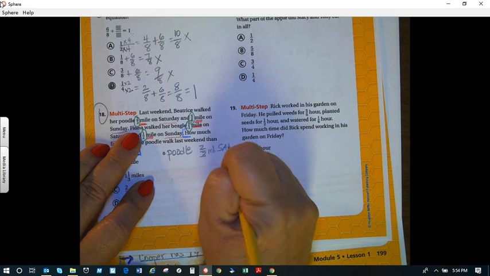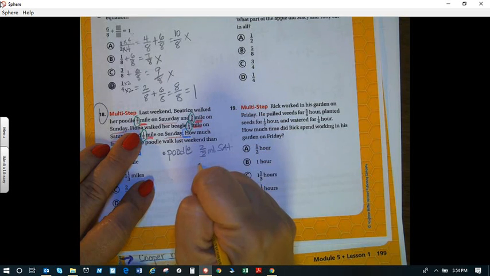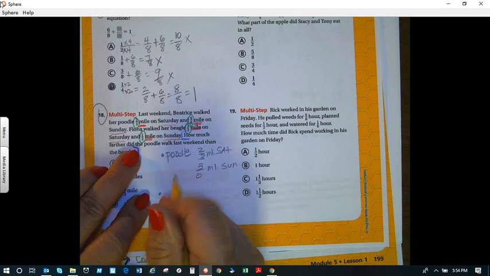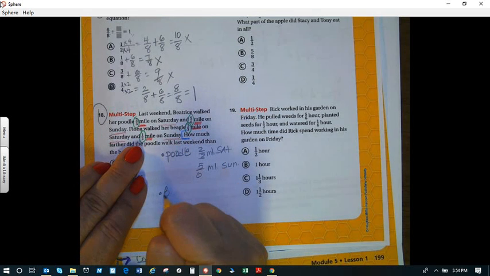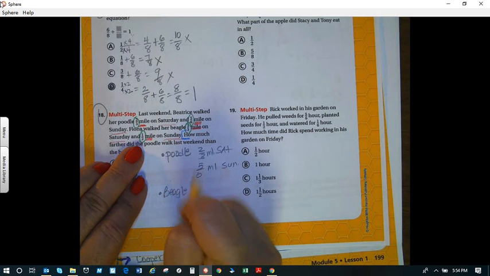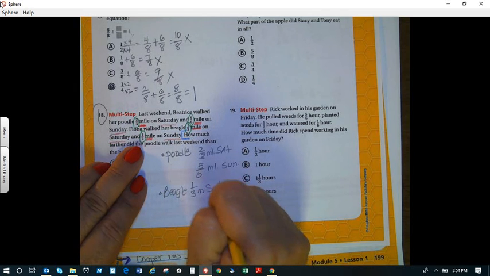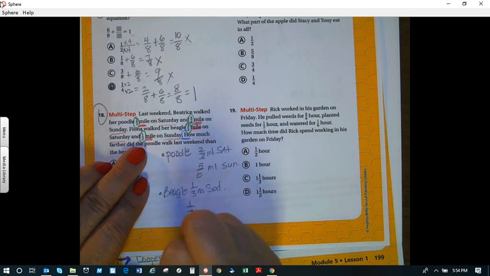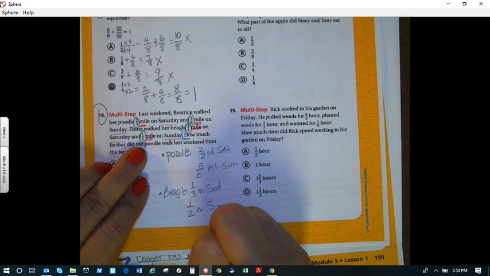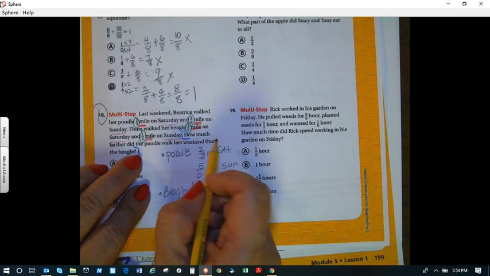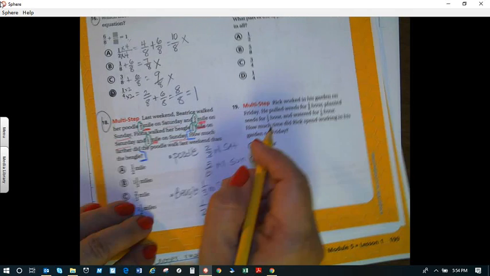Saturday and 5/6 mile on Sunday. Now I have the Beagle, and it's 1/3 mile on Saturday, and it's 1/2 mile on Sunday. The question reads, how much further did the Poodle walk last weekend than the Beagle?